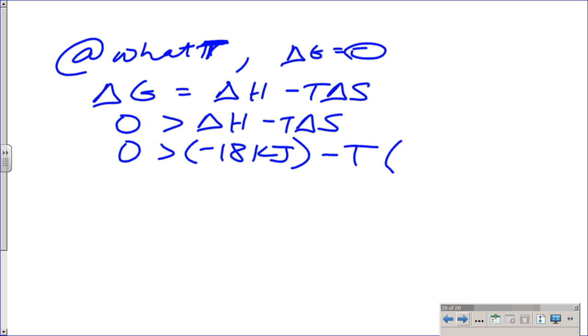S was given as? Okay, so you know it's kilojoules and joules, right? What do you want to do with that? Either change that to kilojoules or change that to joules. I'm going to change this one to joules because I like joules better. So I'm going to put 18,000 joules here versus 18 kilojoules. And then T, what did you say it was? Negative 60 joules per Kelvin.